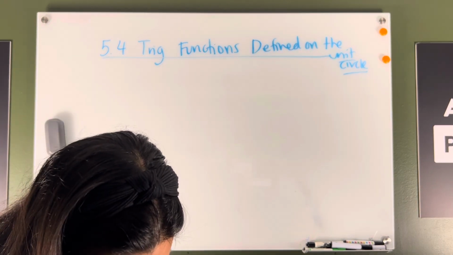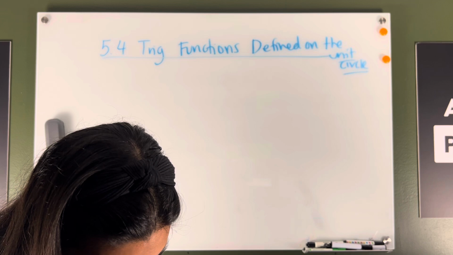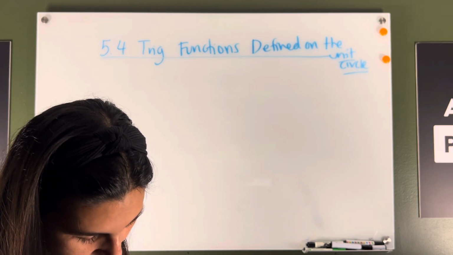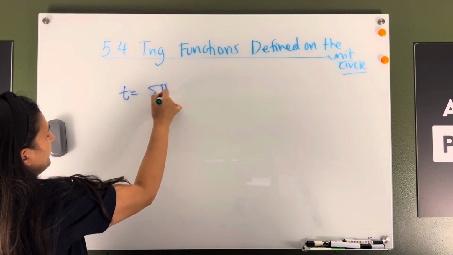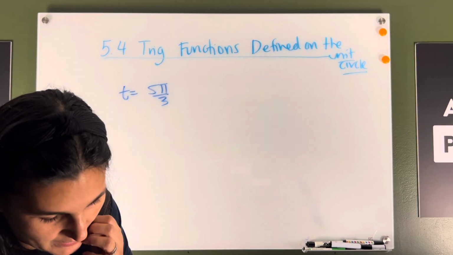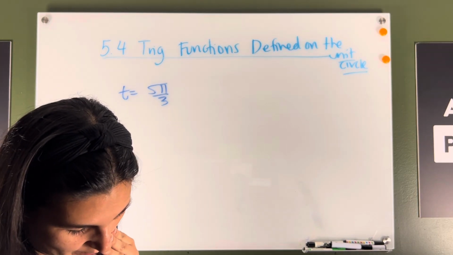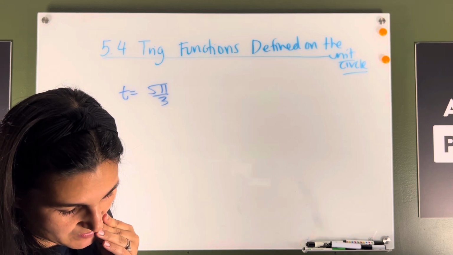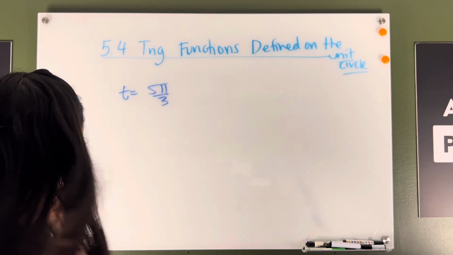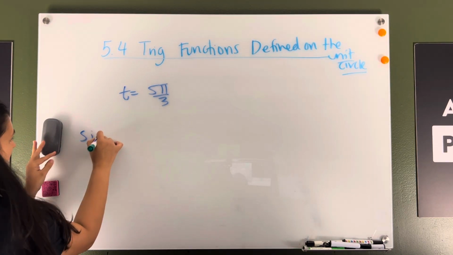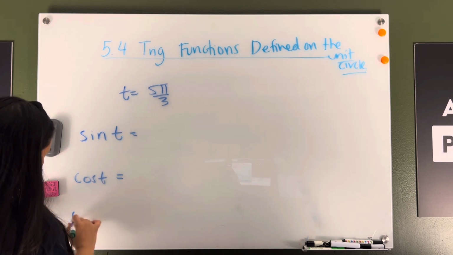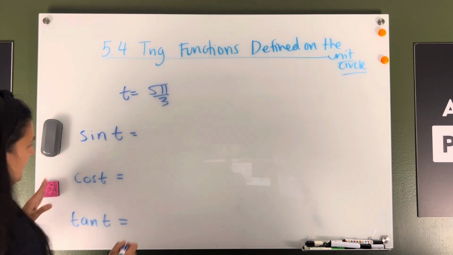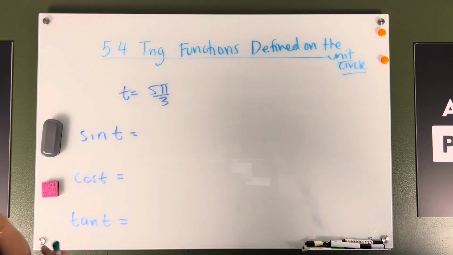So now we're given that t is 5 pi over 3. And using the unit circle, we're going to get the 6 trig functions again. So let's put them over here. So sine of t, cosine of t, tangent of t. I always like to do it in this order. Sine, cosine, tangent. Tangent is just sine divided by cosine.